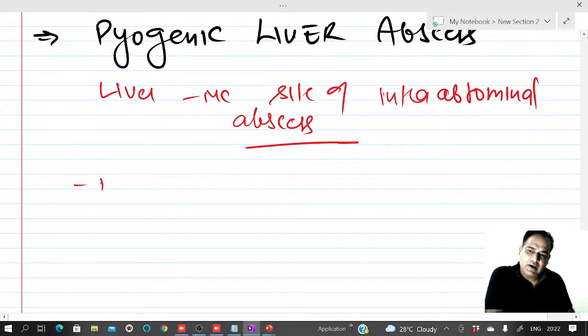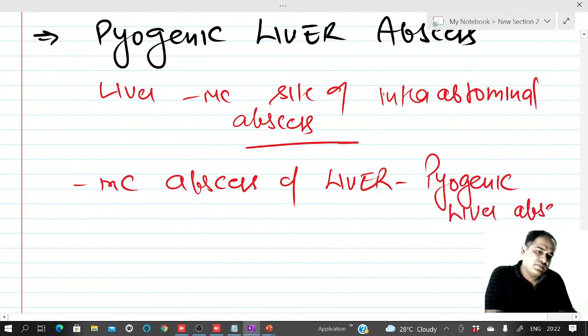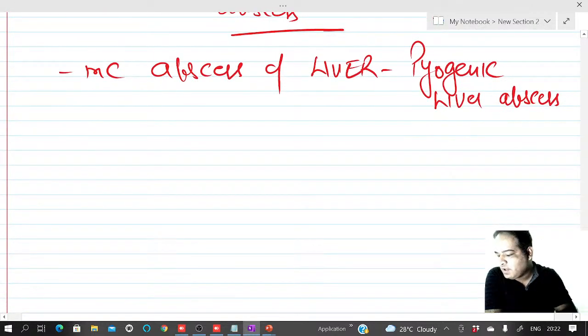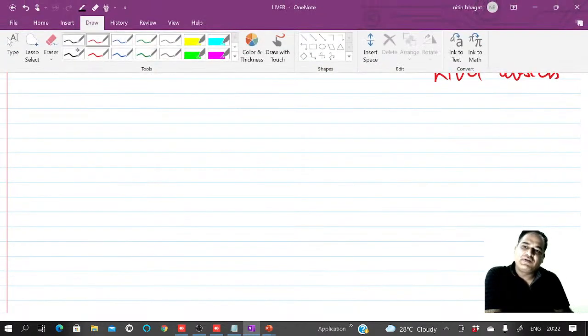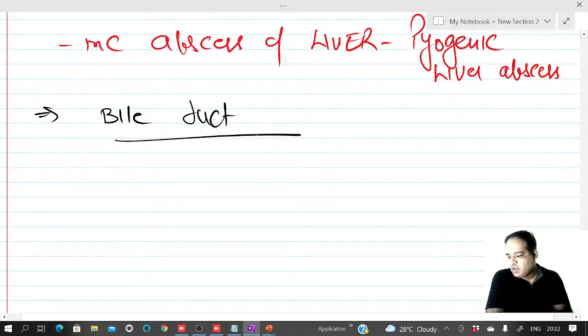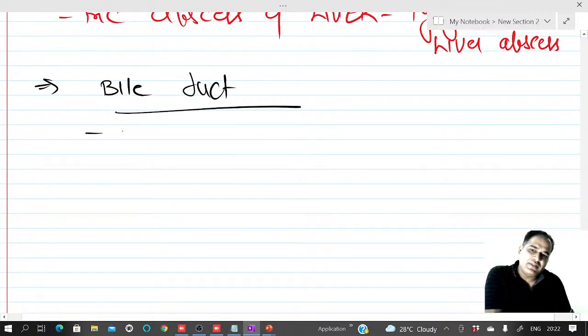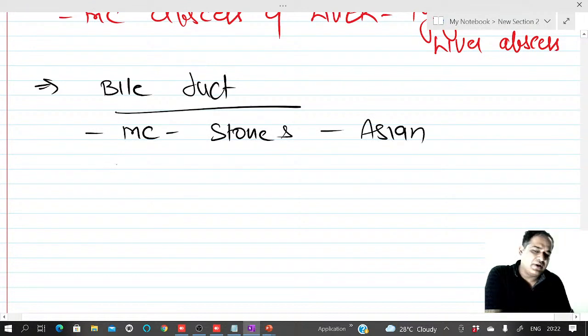Now, the most common abscess of the liver is pyogenic liver abscess. How can the bacteria reach here? Most commonly, they reach the liver through the bile duct, when there is infection in the bile duct. The most common cause of infection in the bile duct is stones in case of the Indian or any other Asian population.